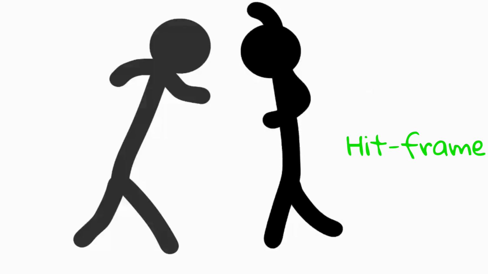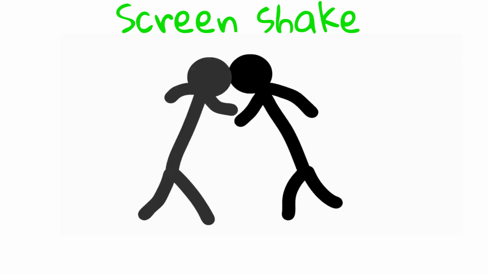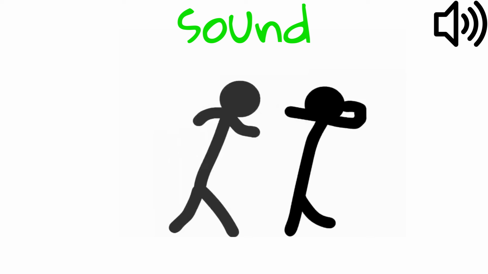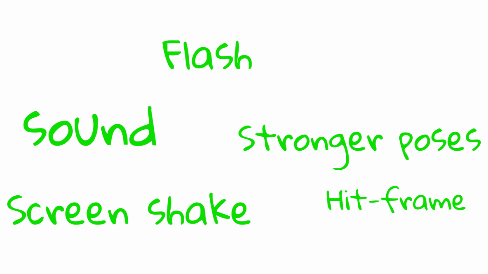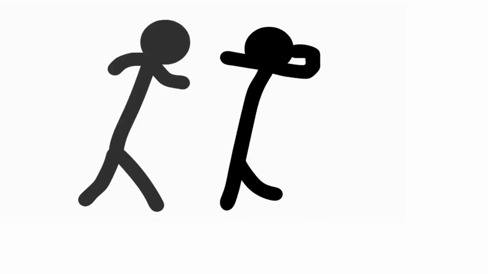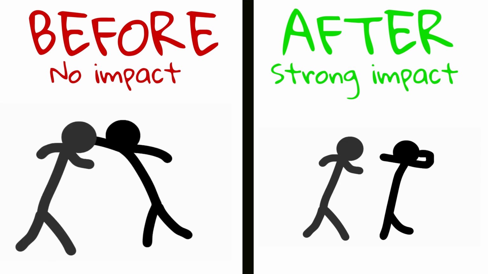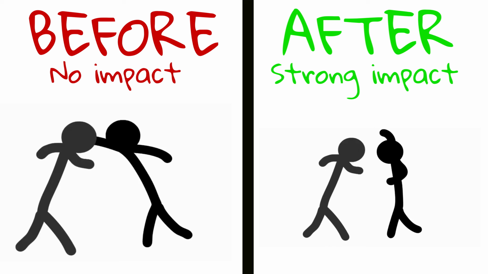You can use a quick hit frame, a small screen shake, a flash, a sound effect, or maybe even a stronger pose. But you don't need all of these at once. The important thing, you see, is that the viewer should feel, boom, that hit landed. So, when the impact is clear, the fight suddenly feels heavier, sharper, and much more satisfying.